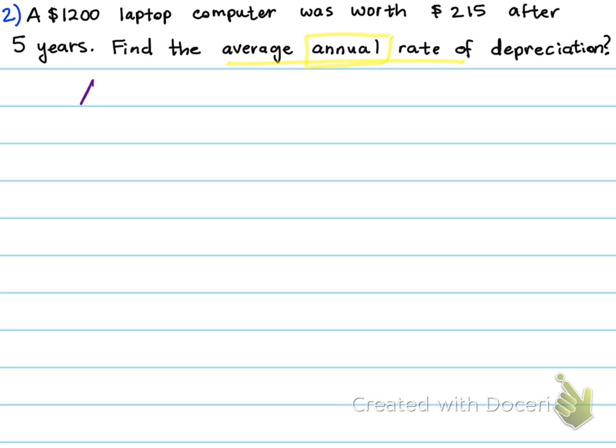So we know we're dealing with A of t because it didn't say continuously. The principal rate we have is 1 plus R over N to the NT. Then we're going to write what we have. We have A of t. We have the depreciation value at $215.